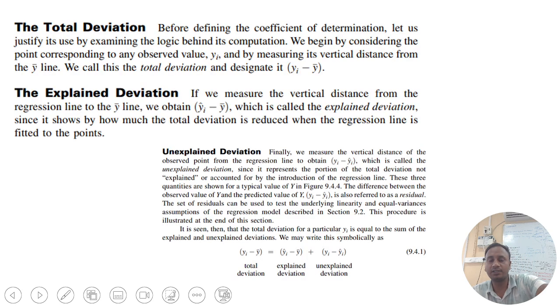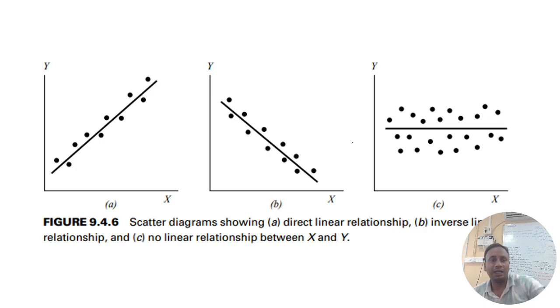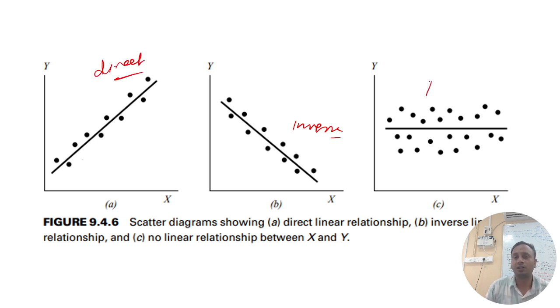Total deviation equals explained deviation plus unexplained deviation, and that we have checked already. Then how does it come to be correlated when we have one line? The unexplained deviation is the part above this line, then the explained one, then the total deviation will be the total. And this is called a direct linear relationship, and this is the inverse, and this is direct and no linear relationship.